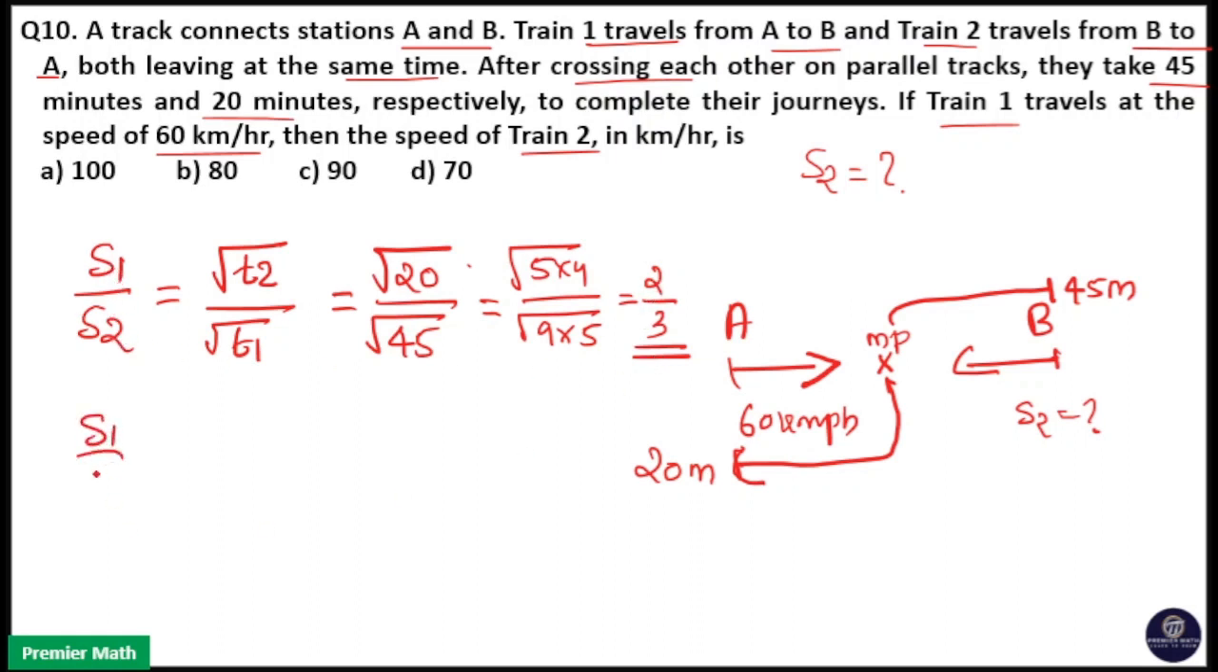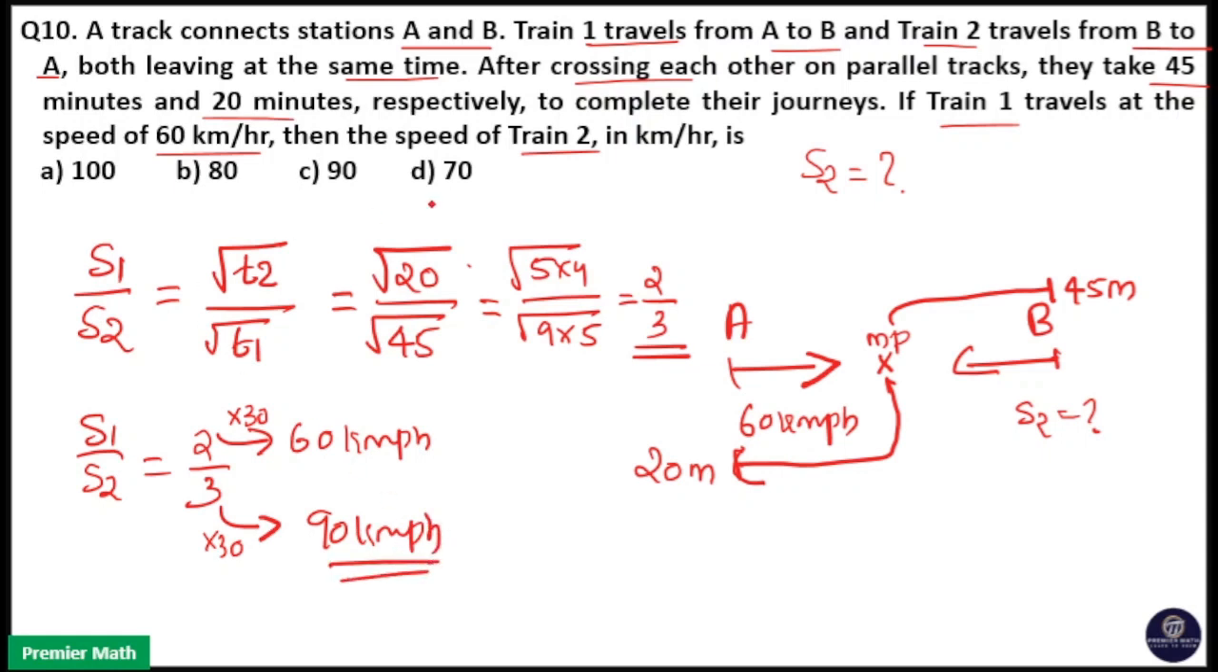So S1 by S2 is equal to 2:3, which means here S1, that is the 2 parts, is equal to 60 km per hour. That means 2 into 30 is equal to 60. Then 3 parts is equal to 3 into 30, that is 90 km per hour. So your answer is option C.